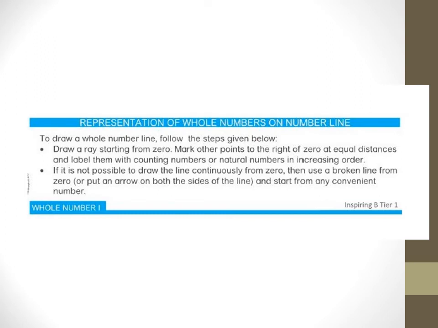So basically, representation of whole numbers on a number line. To draw a whole number line, follow the steps given below. In the first step, draw a ray starting from 0. Mark other points to the right side of 0 at equal distances and label them with counting numbers or natural numbers in increasing order. Now for this, let us take an example. The question is, represent 7 on a number line. So first of all, we will draw a ray.